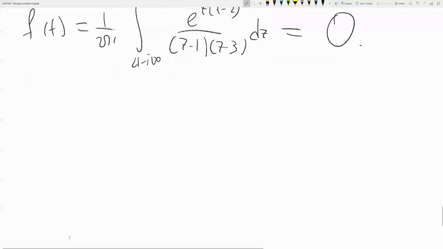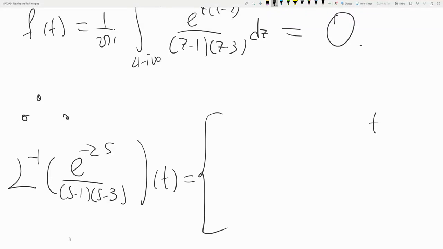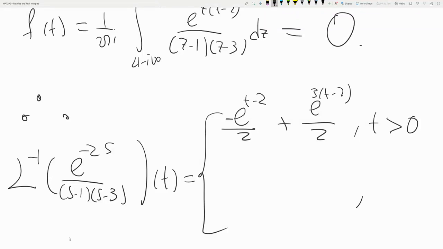So all together, the Laplace inverse of e to the minus 2s over (s minus 1)(s minus 3) is a branch function. When t is bigger than 2, you have minus half e to the (t minus 2) plus half e to the 3(t minus 2). But when t is less than 2, what do you get? You get 0.